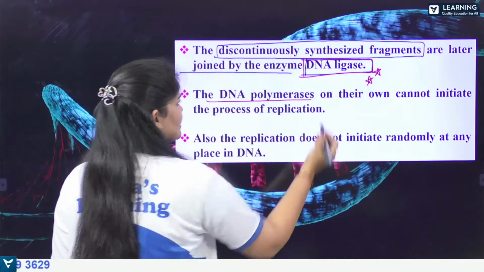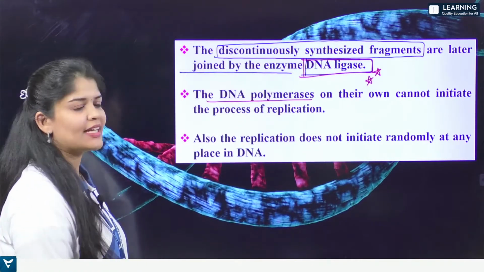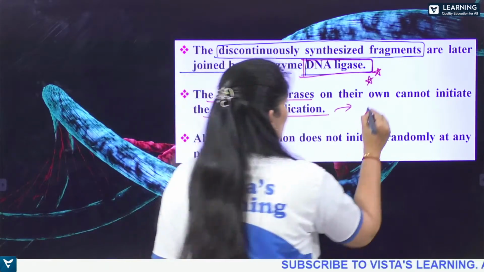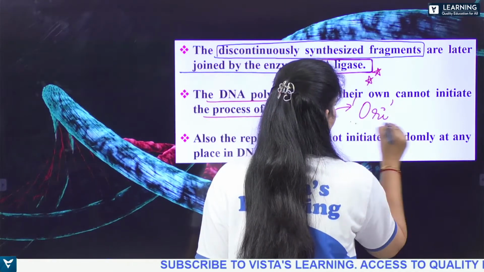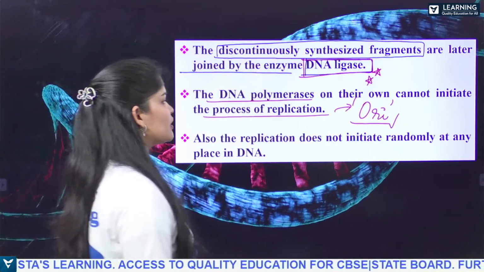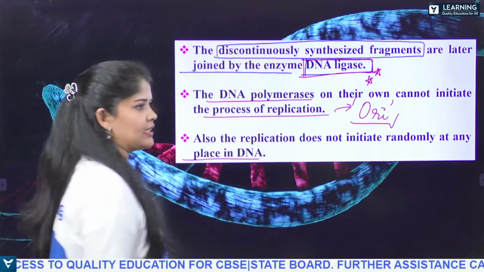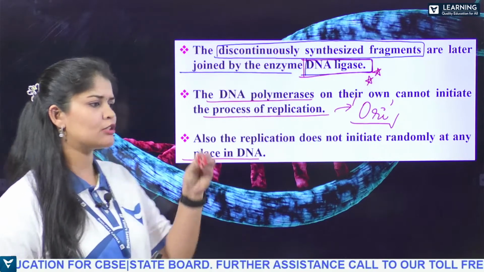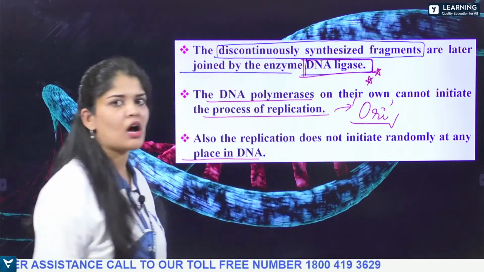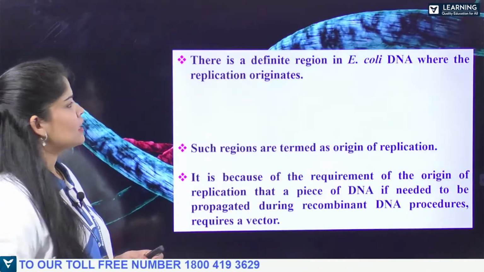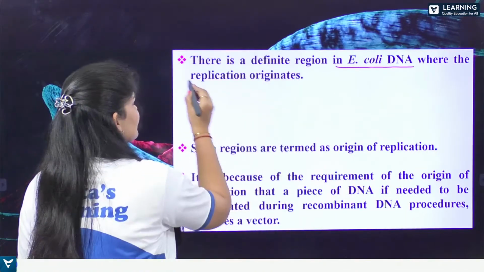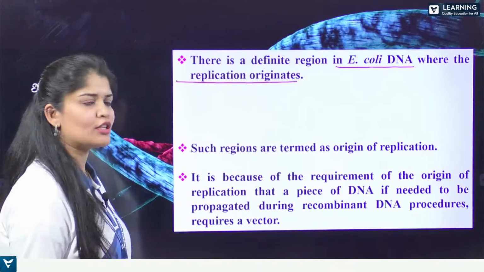The DNA polymerases on their own cannot initiate the process of replication. It requires an origin of replication. Also, the replication does not initiate randomly at any place in the DNA. It needs a particular site, a particular spot, what we recognize as an origin of replication, in short ORI. There is a definite region in Escherichia coli, E. coli DNA where the replication originates, and that is called the origin of replication.